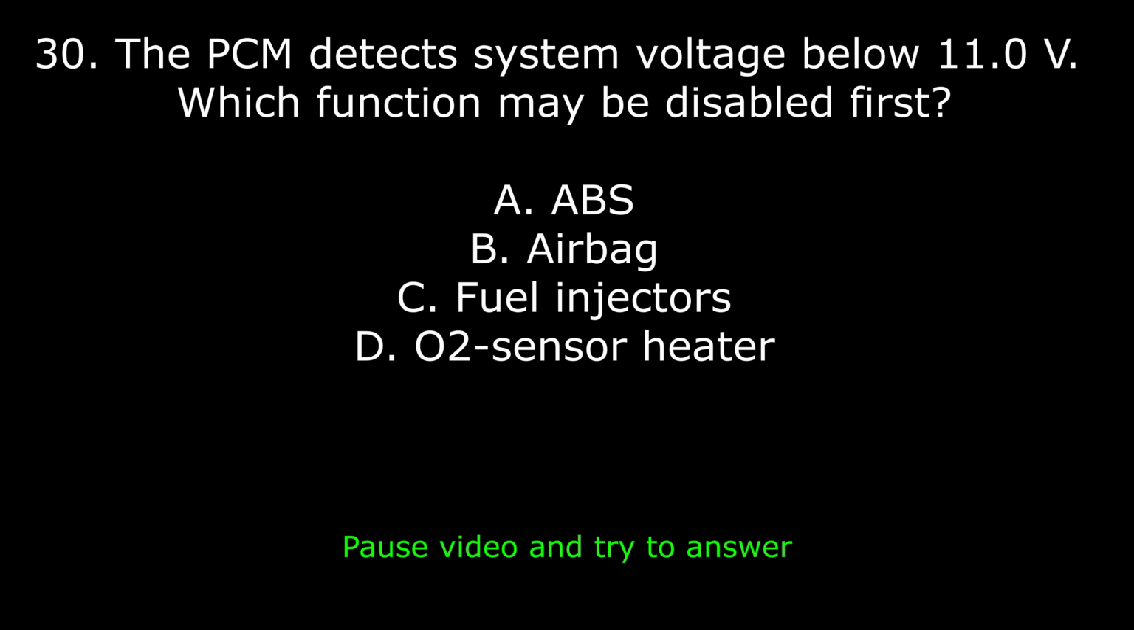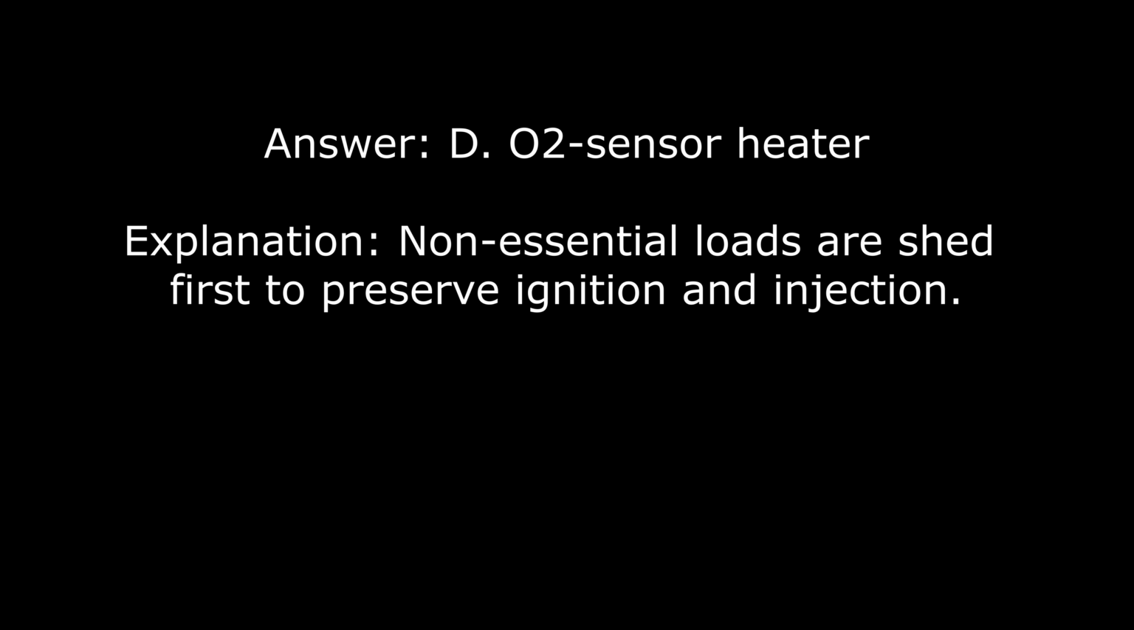30. The PCM detects system voltage below 11.0 volts. Which function may be disabled first? A. ABS. B. Airbag. C. Fuel injectors. D. O2 sensor heater. Answer: D. O2 sensor heater. Explanation: non-essential loads are shed first to preserve ignition and injection.